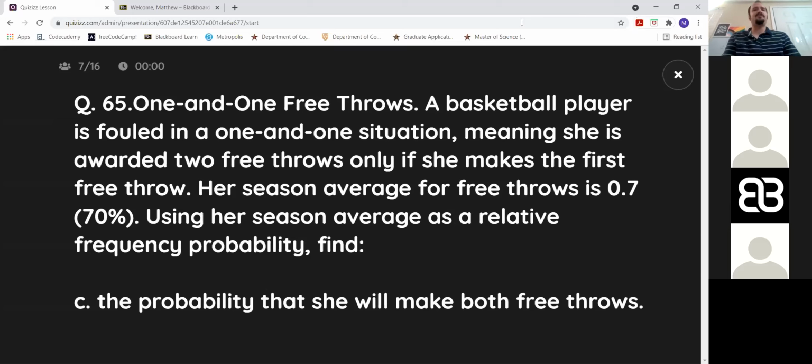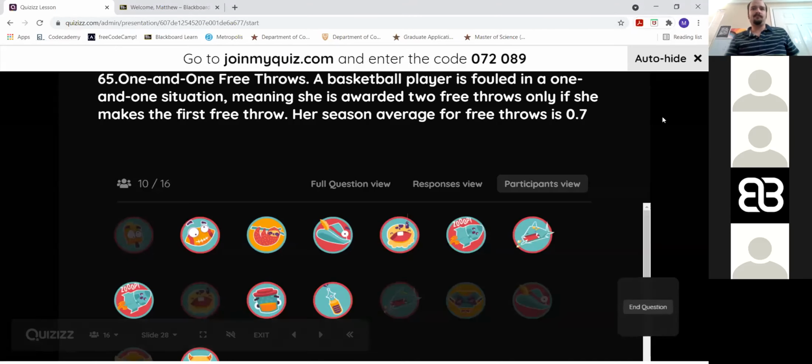So if you think about it, she's got a 70% chance of making a free throw. So she will most likely make one free throw, right? Is what this kind of tells me. Like there's a pretty good chance. But when I start talking about two free throws in a row, hopefully you realize the chance of making two free throws is less than making one free throw.